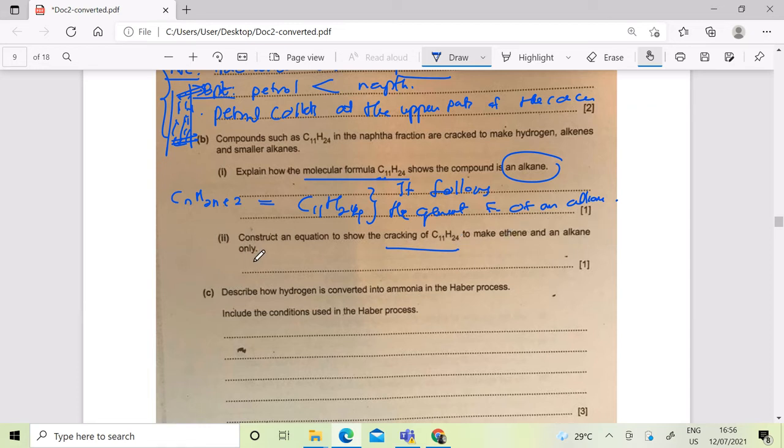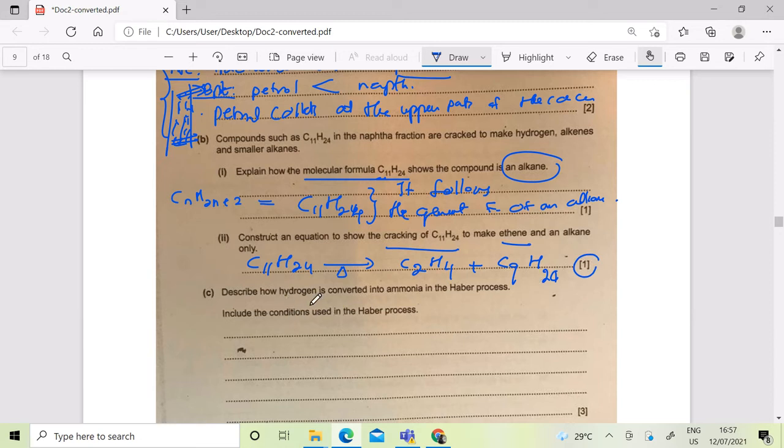Cracking, decomposition reaction. C11H24. When you crack, so question says what to make? Ethene. So C2H4, ethene, and an alkane, probably the remaining part. So C11 minus 2, then what is left is C9. We'll consider the H should be 20. 2 into 9 is 18 plus 2, this is an alkane, 1 mark.